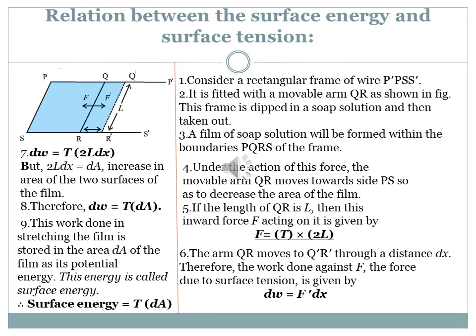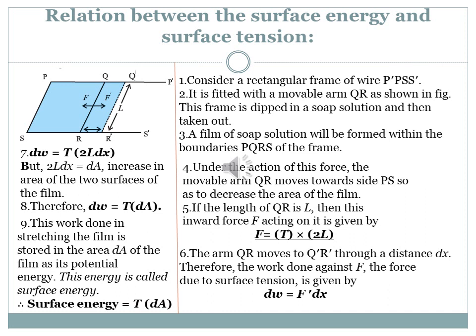So if QR is moving towards PS, that means the area is decreasing, and the force will be T into 2L. As the definition of T says, force upon length, F by L is the definition of surface tension, right? But we are taking here 2L. Why 2L? Because the surface film has two sides, upper and lower. So we are going to consider that as 2L. So the force which is required to move QR towards PS is F is equal to T into 2L. This is clear.